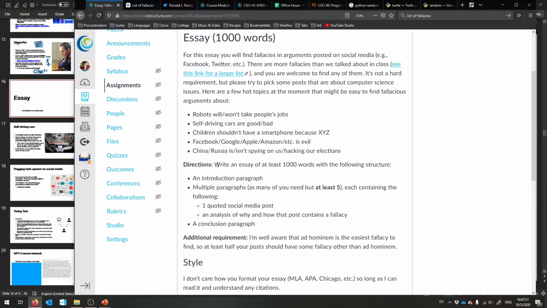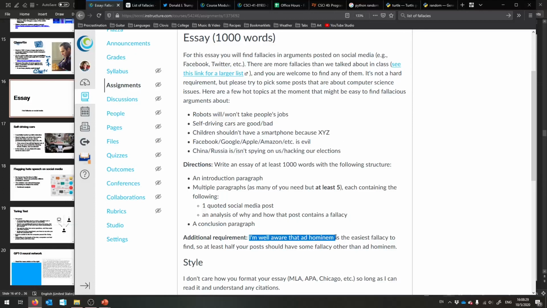So your main directions: write an essay with 1,000 words. I want you to use this kind of structure. I want an introduction and a conclusion. This is an essay, after all. You can write the introduction and the conclusion as short or as long as you want. The meat that I want, though, is at least 5 paragraphs, each containing one fallacy. Each one finding one social media post that you're going to quote, and then analyzing why and how it contains a fallacy.